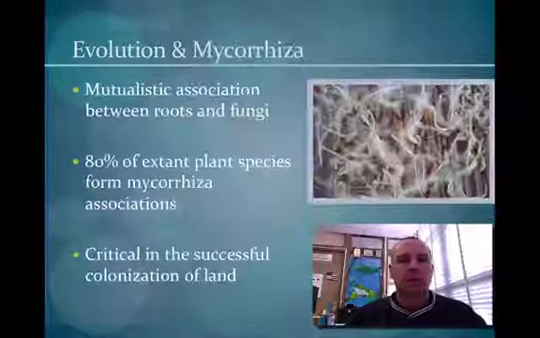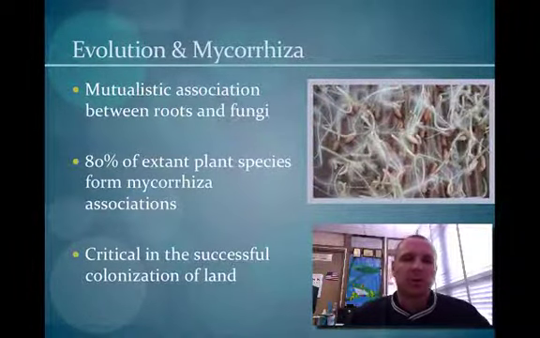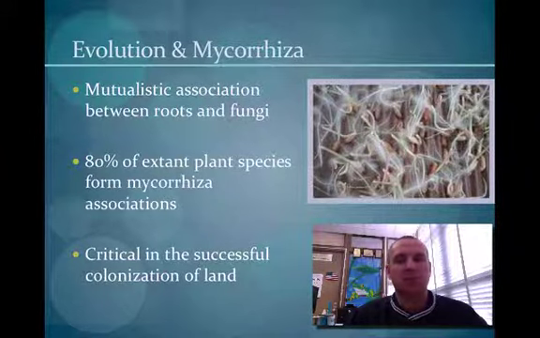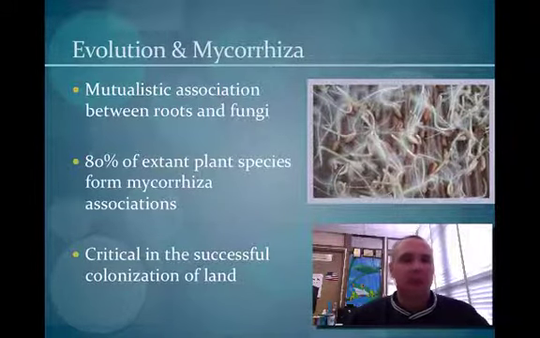and that's when the vascular plants began to dominate life on land. Now, when we look at the evolution of plants in general, there is this mycorrhiza, which is a mutualistic association between fungi and the roots of plants. And I've spoken about this before, but I think it's significant enough that I need to tell you once more. 80% of all extant plant species have this fungus growing on them.